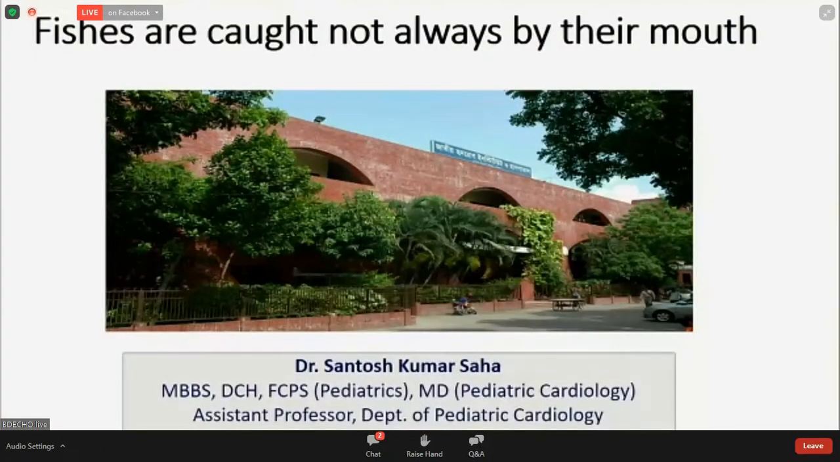Today, I am going to present a case of mitral stenosis associated with multiple lesions. Dear audience, you know that in case of mitral stenosis, if we go for short axis at the level of the mitral valve, invariably we can see the morphology of the mitral valve like a fish mouth deformity. But this is not always true in case of children. So today, my topic of presentation is that fishes are not always caught by their mouth.